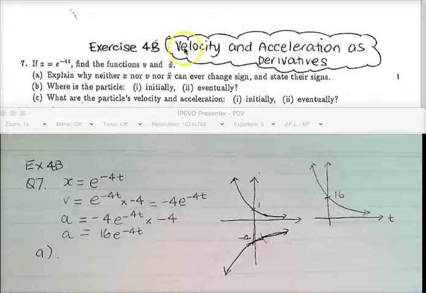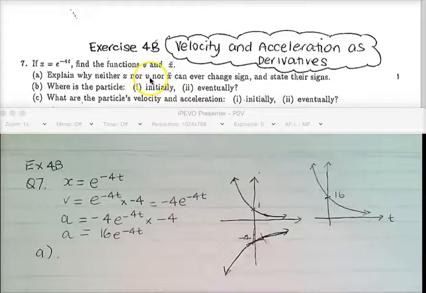Okay, this is exercise 4B, 2-unit, just some Cambridge worksheets and solutions, velocity and acceleration as derivatives. In the first question, you had to find the functions if x equals e to the negative 4t, differentiate, finding the functions for v and a, quite simple there, fairly straightforward.